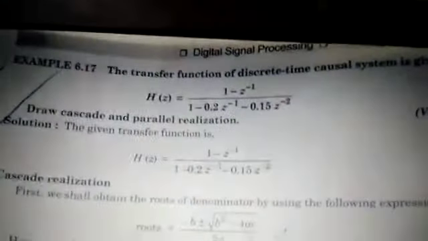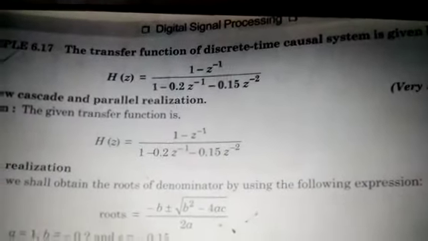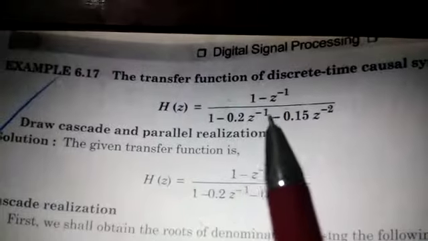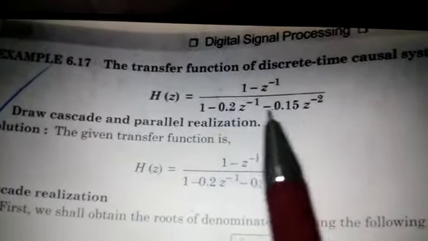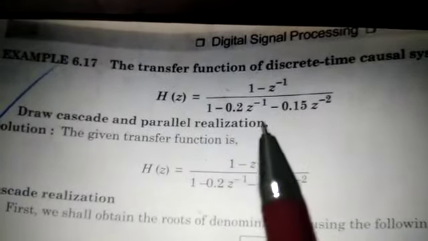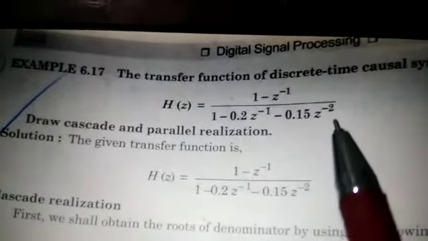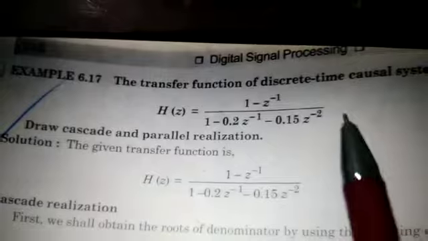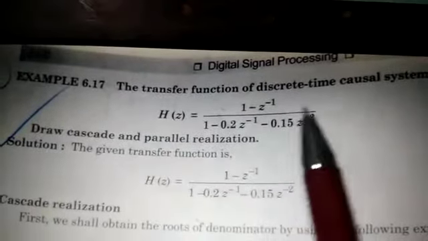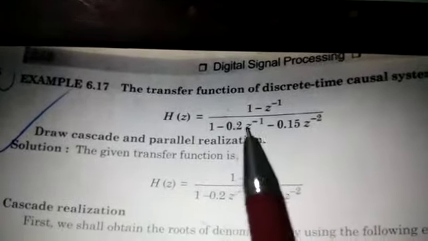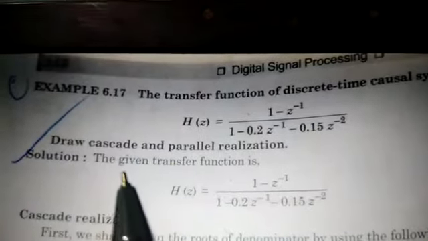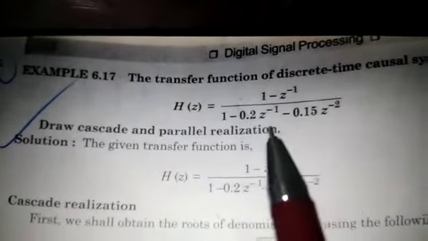Go through this numerical. The question is, the transfer function of the discrete time causal system is given by H of z is equal to 1 minus z inverse upon 1 minus 0.2 z inverse minus 0.15 z to the power minus 2. That means this is a second order transfer function. Draw cascade and parallel realization.